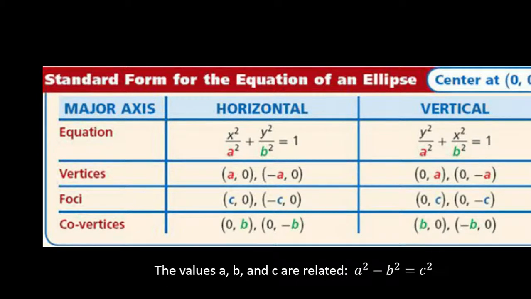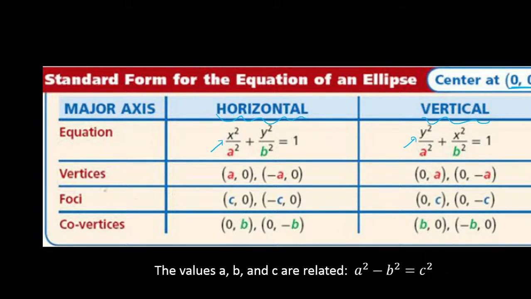Now, the standard form for the equation of an ellipse, notice this is centered at the origin, looks like this. Okay? Notice that as a convention, horizontal ellipses have a leading x, vertical have a leading y. So it's important right off the bat to differentiate between horizontal and vertical ellipses. So horizontal will have a leading x, vertical will have a leading y.